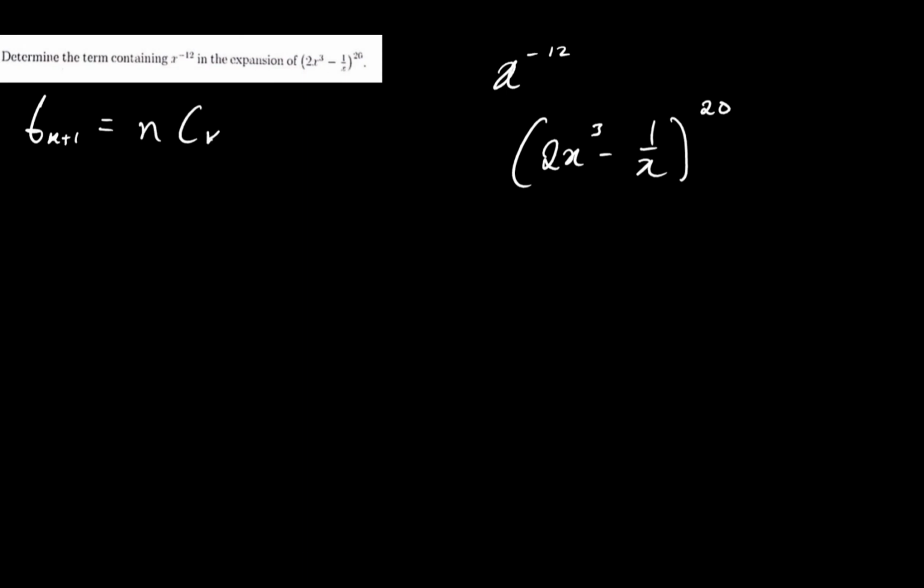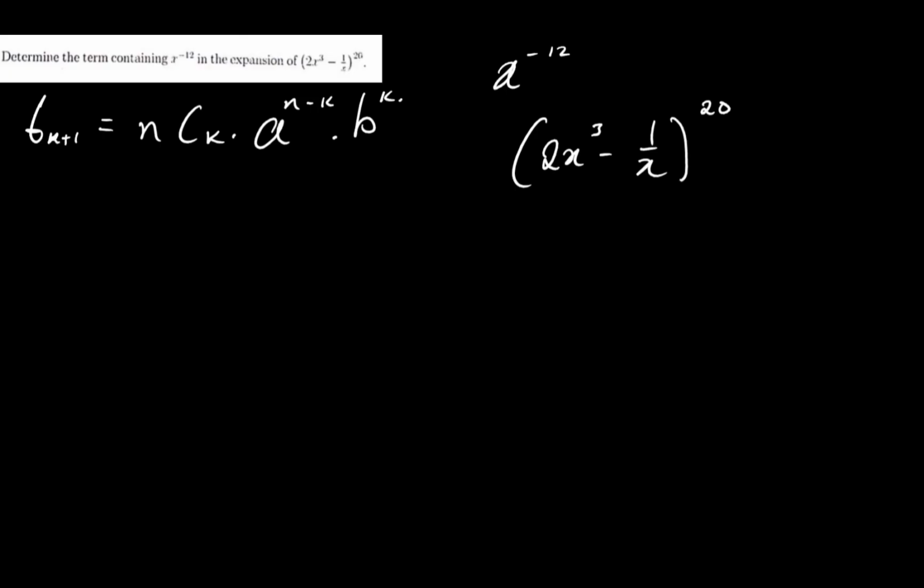Okay, so this is the second problem. They're saying determine the term containing x to the minus 12 in the expansion, which is given to be 2x cubed minus 1 over x, and this is raised to the power of 20. So to find the term, we basically use the term equation where we say t sub k plus 1 is equal to n choose k times a to the n minus k times b to the k.